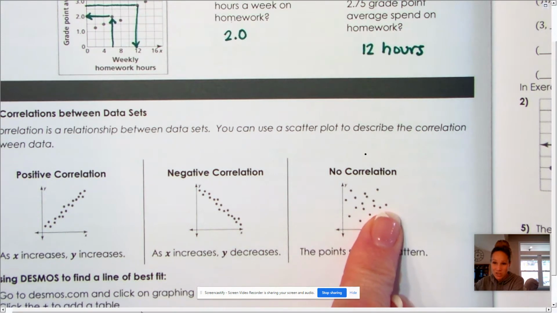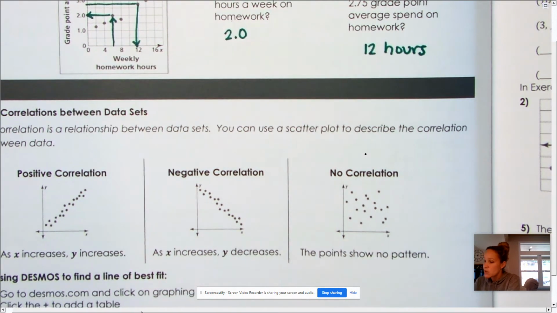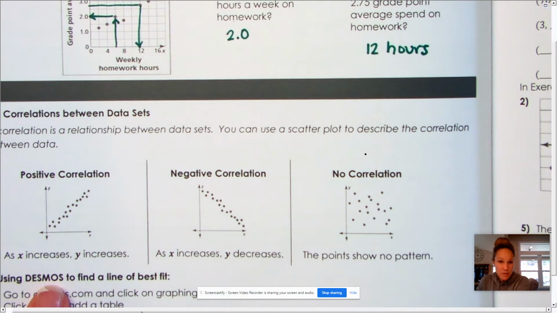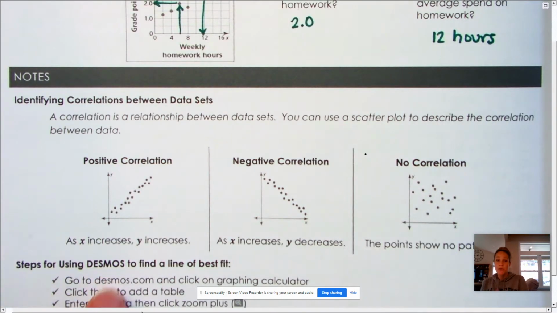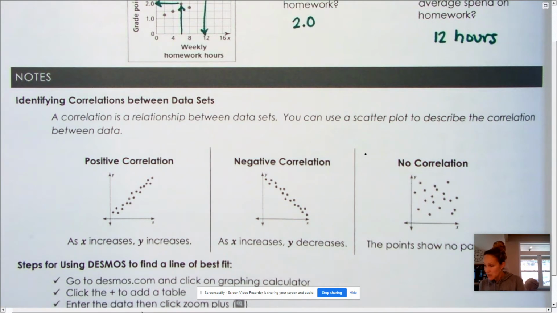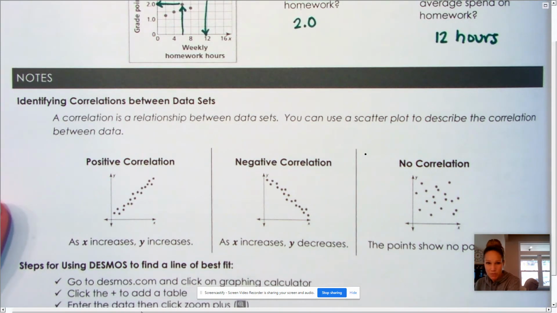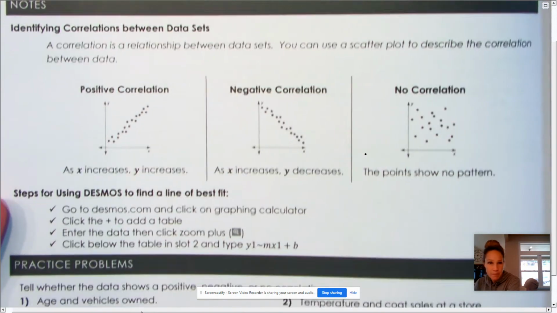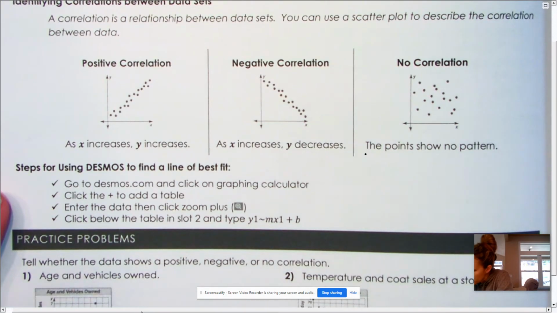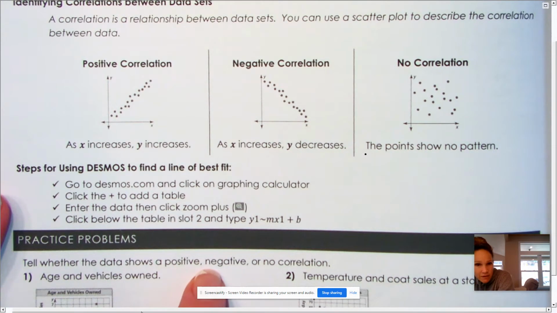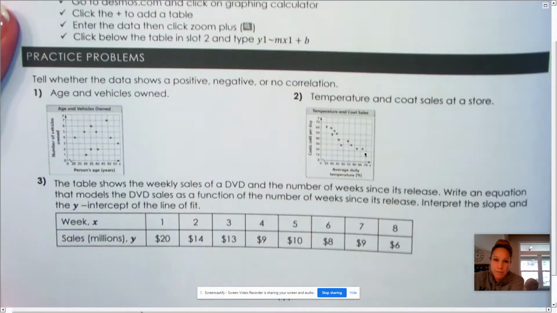there's no correlation. All right, so we are going to be using Desmos, our online calculator, to find a line of best fit. So we're going to do that in just a minute. But first, we're going to look at a couple problems. And this first one, it says, tell whether the data shows a positive, negative, or no correlation.